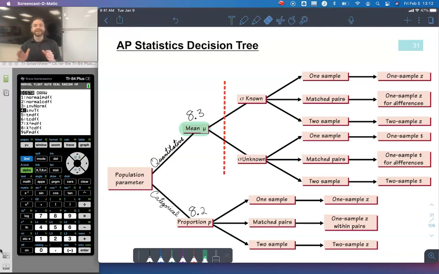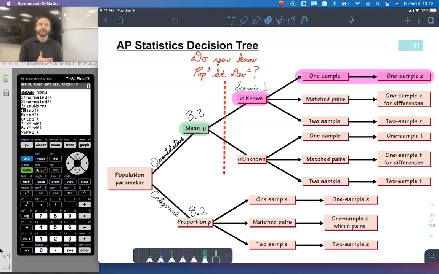And right away, you can see there are two branches there. What that tells us is we're going to be asked a single question. Do you know your population standard deviation, sigma? If it's given to you in the prompt, then you have scenario 1, where you know what sigma is, and we're going to do a one sample Z interval to find the population mean. Now, if I don't know what my sigma is, what the population standard deviation is, then I'm in scenario 2. I'm down here. And in that case, I'm going to do something new. I'm going to do a one sample T interval. So that is a new type of interval.